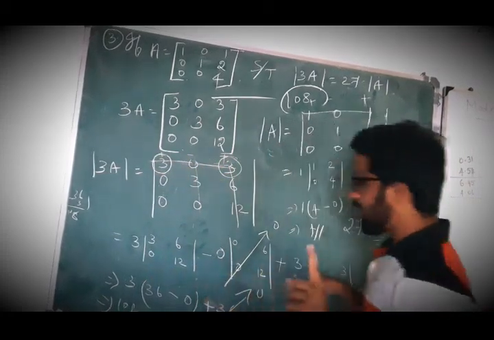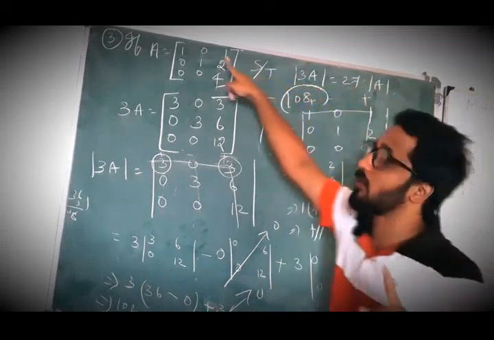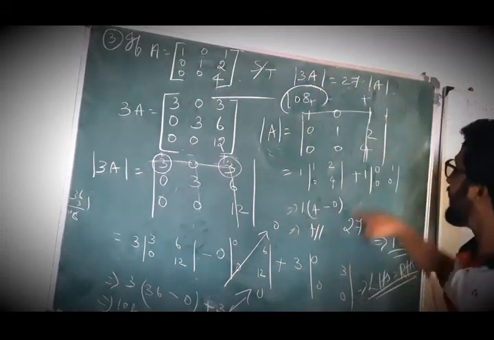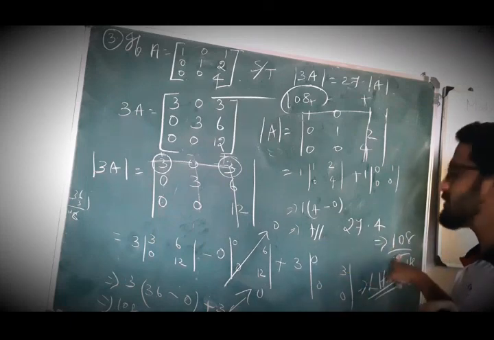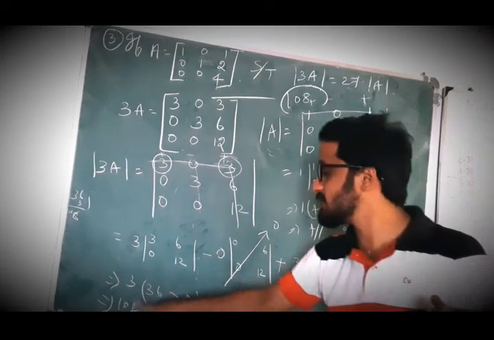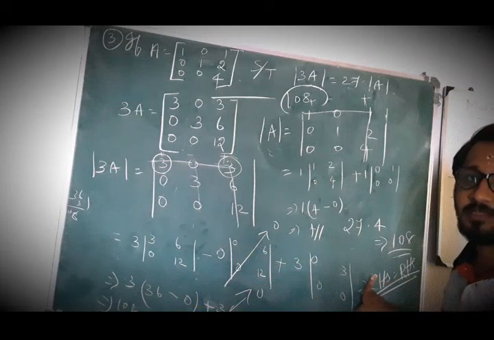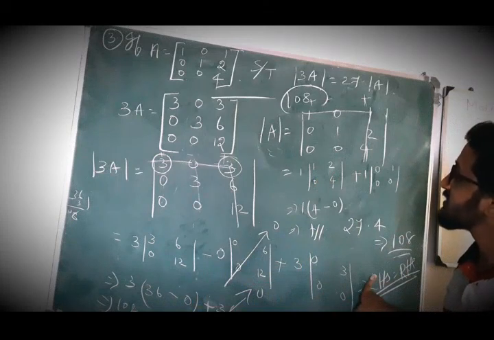Okay. Is it clear? Similarly for determinant A also. 27 into determinant A, since the value of determinant A is 4, 27 into 4 is 108. Therefore, LHS is equal to RHS. Hence, proved. Is it clear? Just go through this.